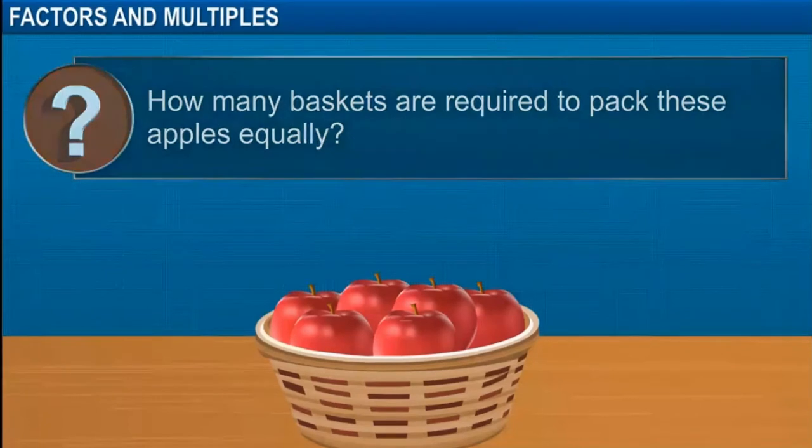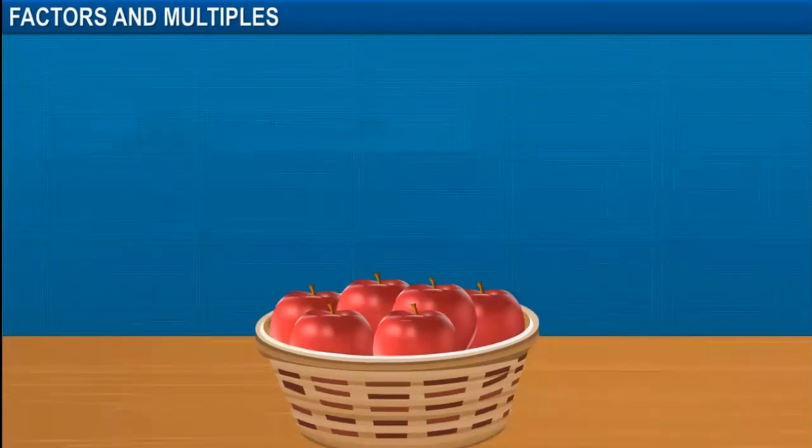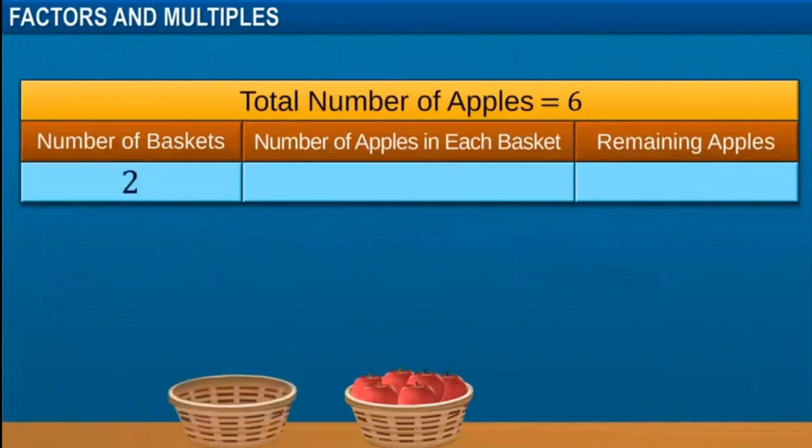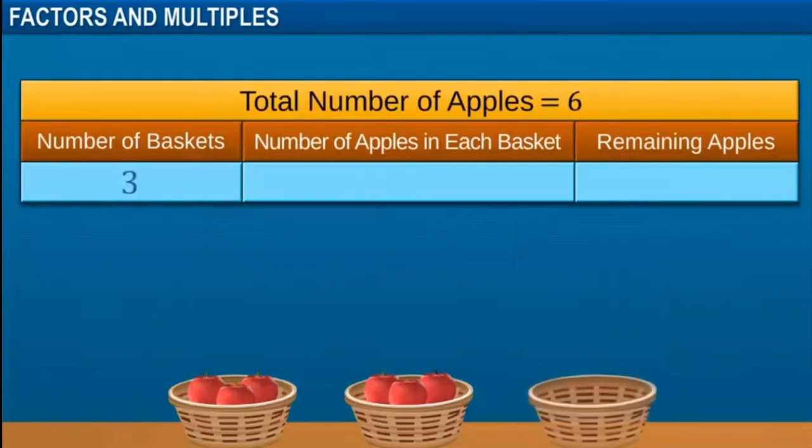So we can see that, to begin with, if there is only one basket, we can pack all 6 apples in it. If there are 2 baskets, we can pack 3 apples in each so that there are no apples left. If there are 3 baskets, we can still divide the 6 apples equally. 2 apples can be packed in each basket so that there are no apples left.